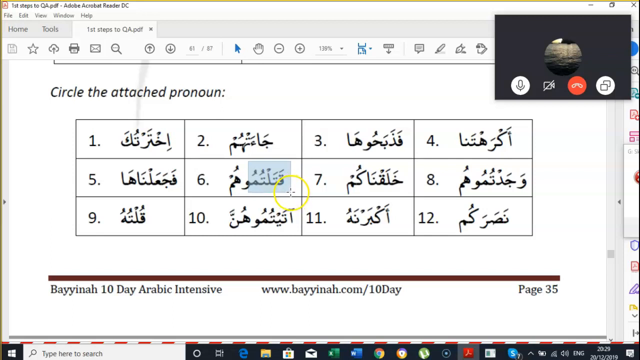What's the translation of qataltum? Not just you. You all, antum, all of you. So all of you killed them. So would we say all of you killed them? Yep. Or you all? Both, yeah.